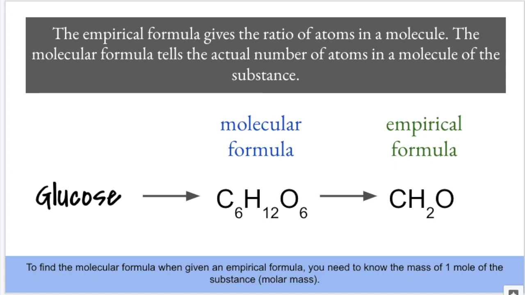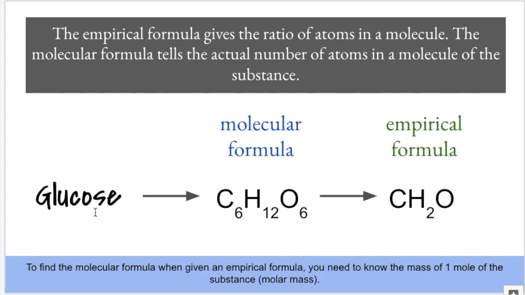For activity 5.5, we're going to be going over molecular formulas. Just as a reminder, the empirical formula gives the ratio of atoms in a molecule, whereas the molecular formula actually tells us the number of atoms in the molecule of that substance. For example, we have the substance glucose.